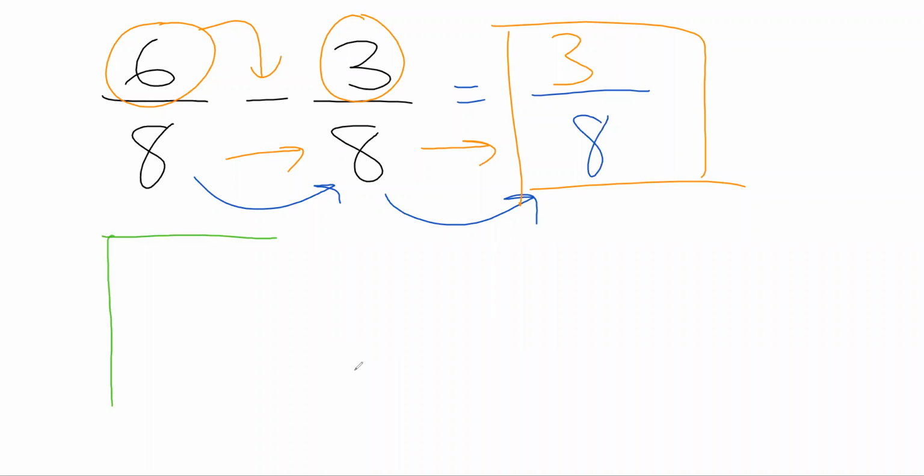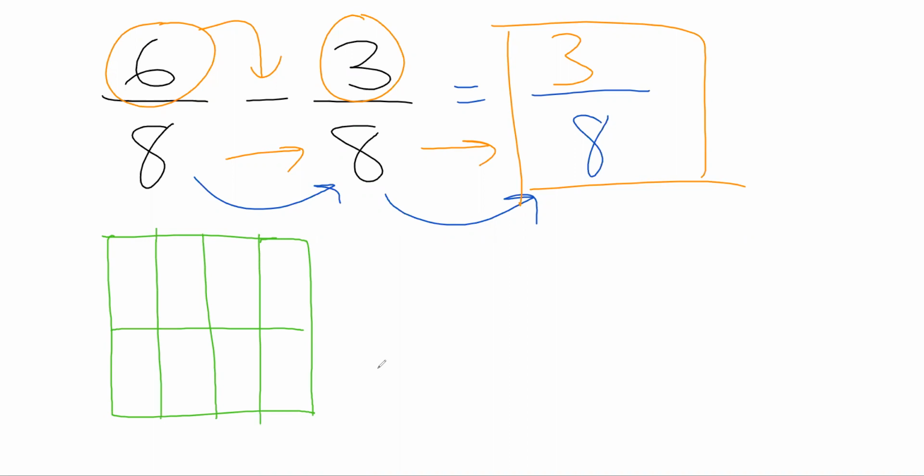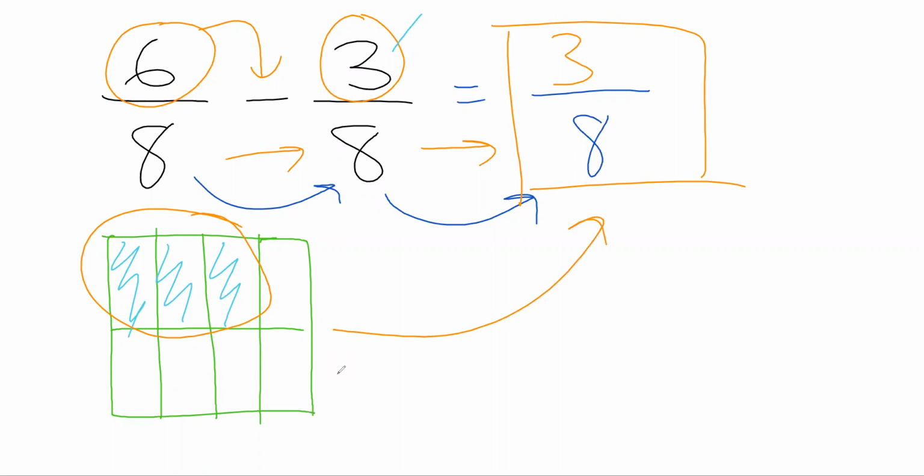We're gonna model the first fraction, which is 6/8. Okay, so let's see, 1, 2, 3, 4, 5, and 6. And then let's subtract 3 of those, right? That's what the other one says. So let's just do 1, 2, 3. There we go, that's what I was looking for. So we just went ahead and erased those, and that leaves us with 3 out of 8, and that's what we see here.